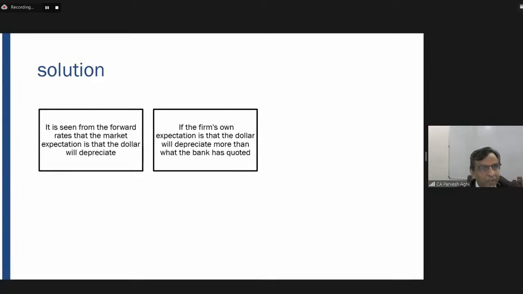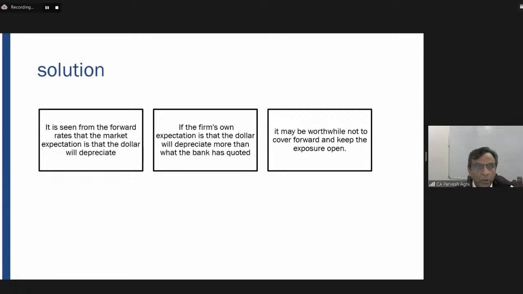If the firm's own expectation is that the dollar will depreciate more than what the bank has quoted, because the dollar is depreciating, you may expect a little more depreciation going forward, say in 3 months' time. In that scenario, it may be worthwhile not to go for a forward cover and keep the exposure unhedged or open. If the client's view is that the dollar is going to further depreciate, because it is already showing a decline as per the forward rate and the spot rate, the customer of the bank may think that it may further decline. So in that case, you should not go for a forward cover.